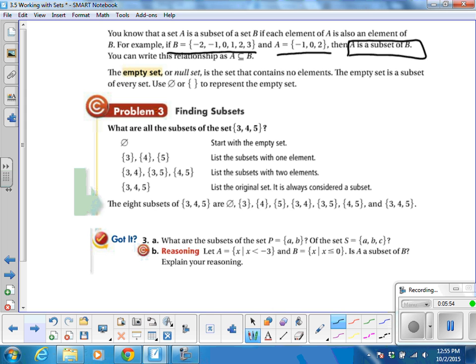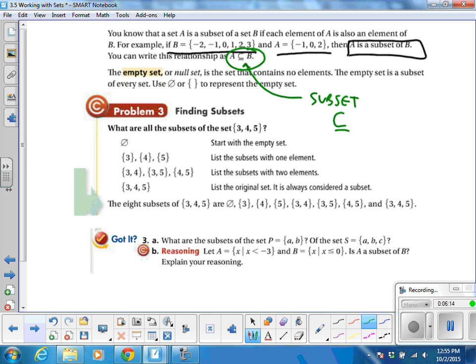It's included in there. This is our notation for that. You can indicate it this way: A is a subset of B. So that symbol right there represents subset. It's kind of like a C that's been sat on a little bit, curved around.